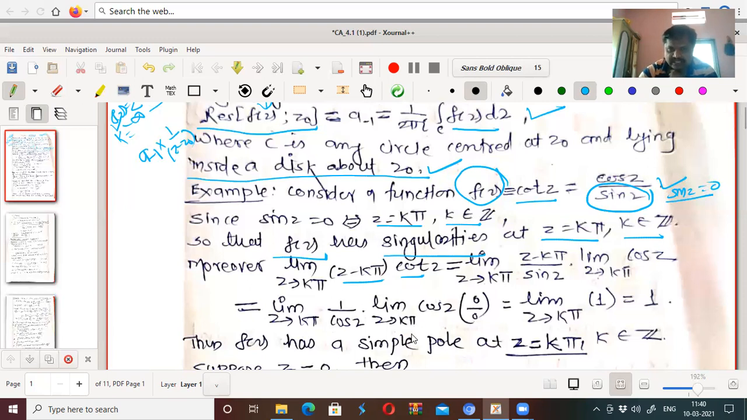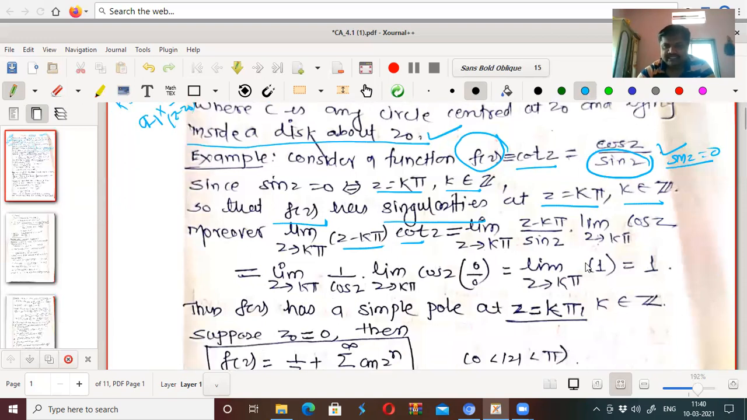So again cos z cancels with cos z, we get only the limit as z tends to k pi of 1, which is equal to 1. So it is non-zero and exists. So the limit as z tends to z0 of (z minus z0) times f of z exists and is non-zero, then we know that singularity is called a pole of order 1. So f of z has a simple pole at z equal to k pi, where k belongs to Z.